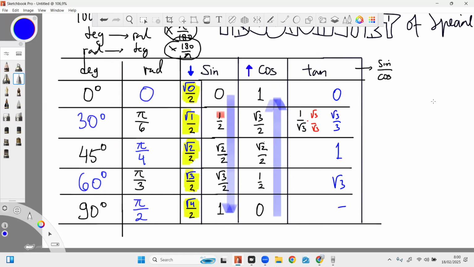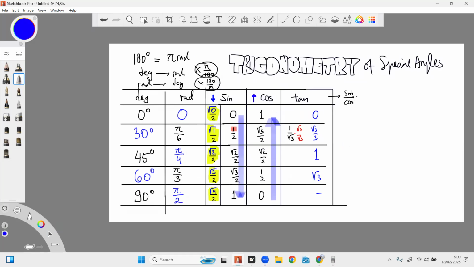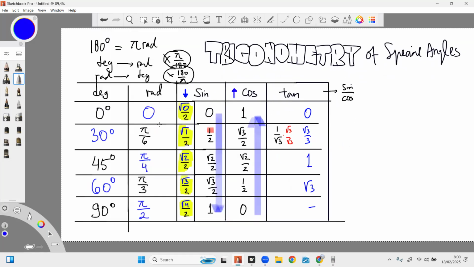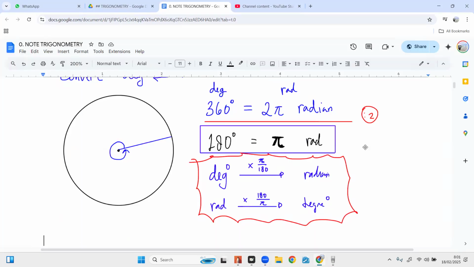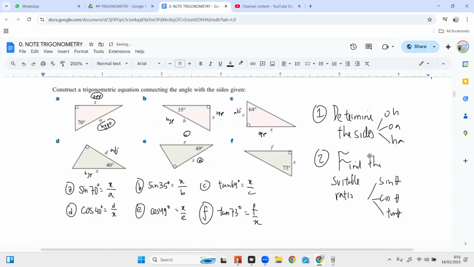Okay, that's all for the degree and radian, trigonometry of special angle. So you may pause the video and also try to memorize this. Don't forget to put the SOH CAH TOA thing. SOH CAH TOA is very important for you because it is the basic. Okay, some questions are here.